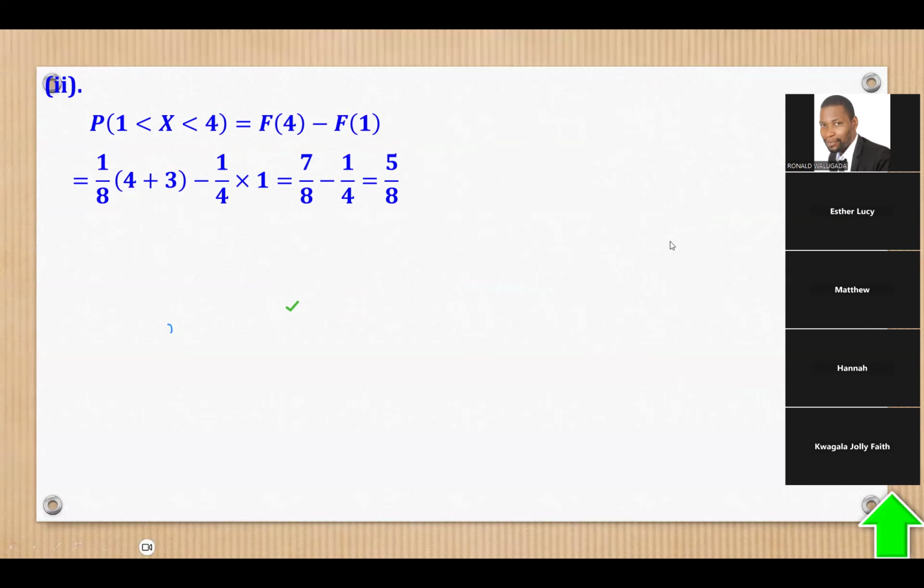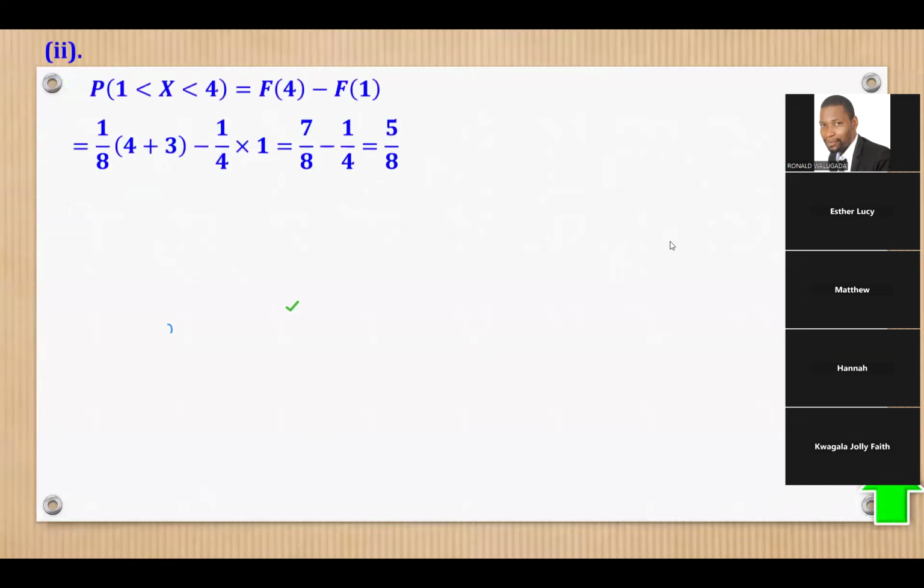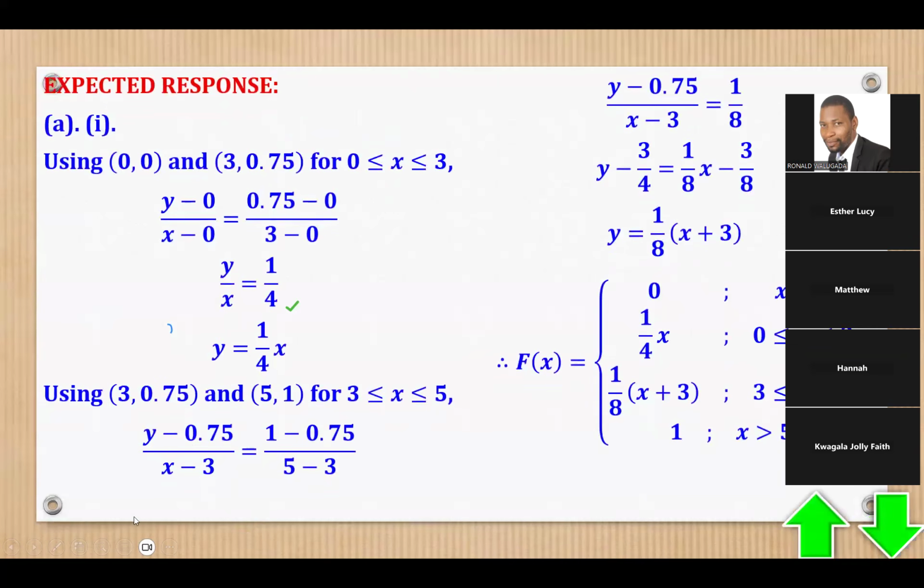Then how do you change from capital Fx to small fx? You remember that we said you must differentiate. So do you see this? This is capital Fx. Now, to get small fx, I must differentiate each. When I differentiate 0, I get 0. When I differentiate a quarter x, I get a quarter. When I differentiate this, I get 1/8. When I differentiate 1, I get 0.